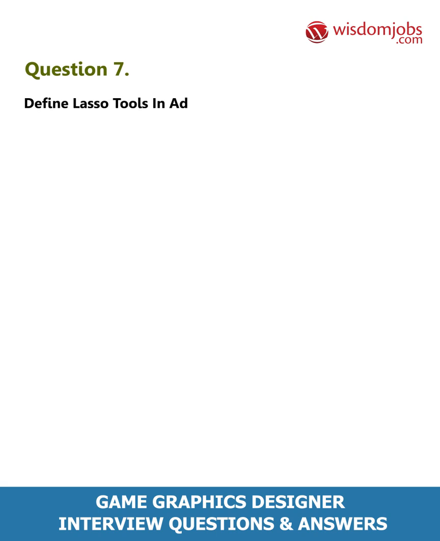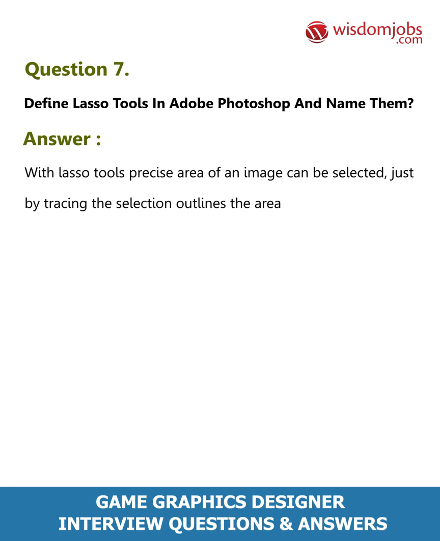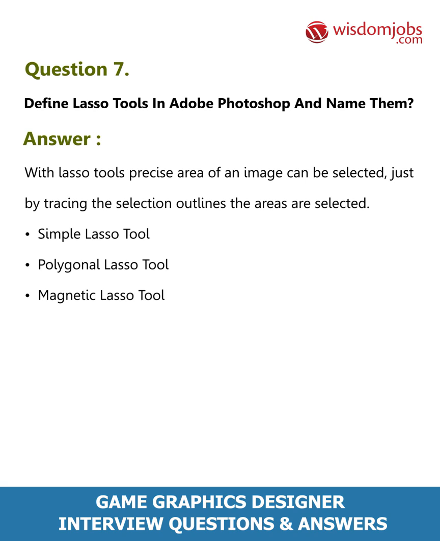Question 7. Define lasso tools in Adobe Photoshop and name them. Answer. With lasso tools, precise area of an image can be selected. Just by tracing the selection outlines, the areas are selected. Simple lasso tool, polygonal lasso tool, magnetic lasso tool.